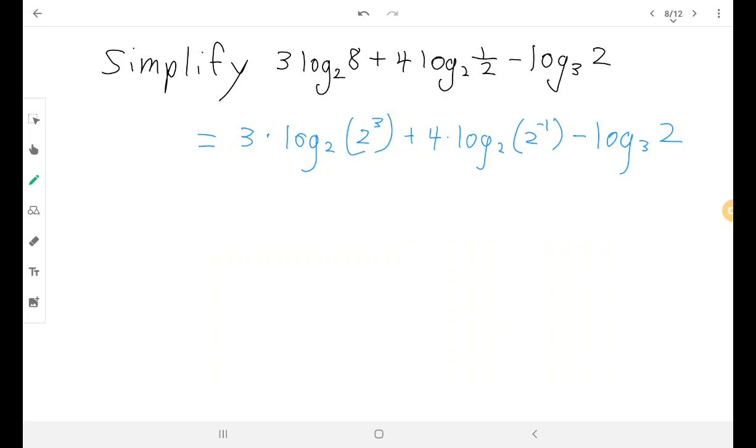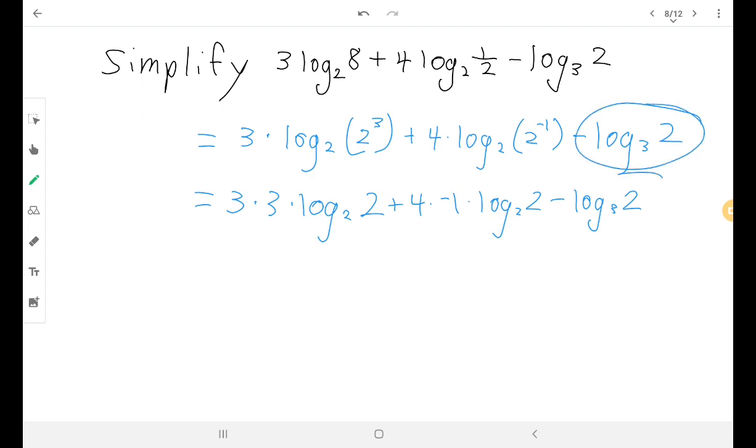So there are two ways of doing these. You could either bring these out to the front for both exponents and do the multiplication that way, or you could just say, okay, well, log base 2 of 2 to the third, that answer is that, and do it that way. Well, now let me do it the longer way just so you can see. It would be 3 times, and then if I put this out in front, that's another 3 times log base 2 of 2 plus 4 times negative 1 times log base 2 of 2 minus log base 3 of 2.